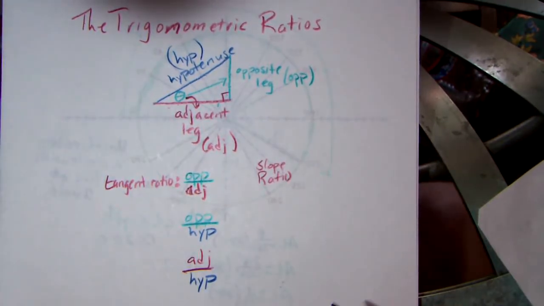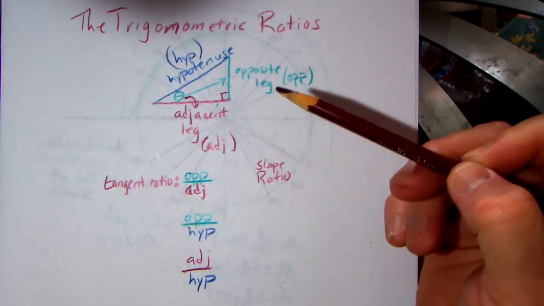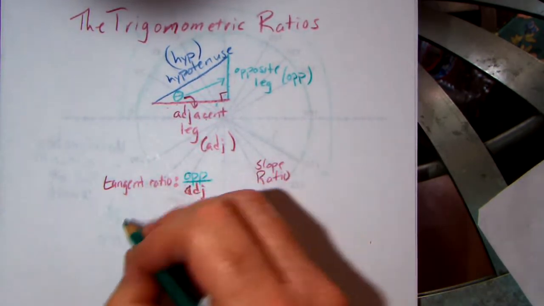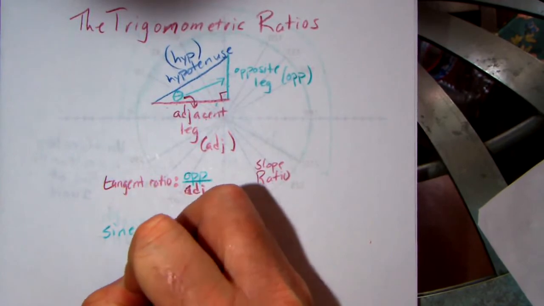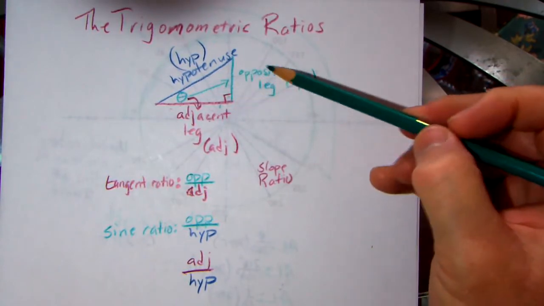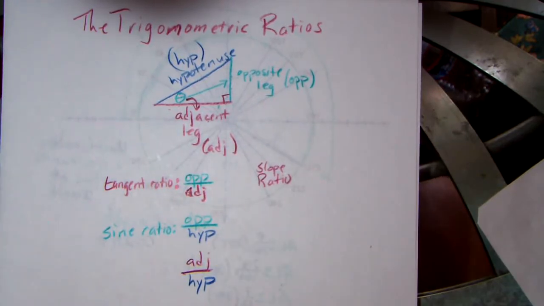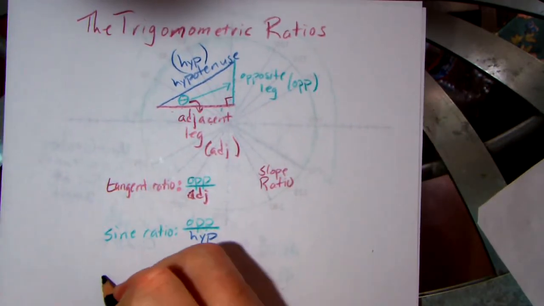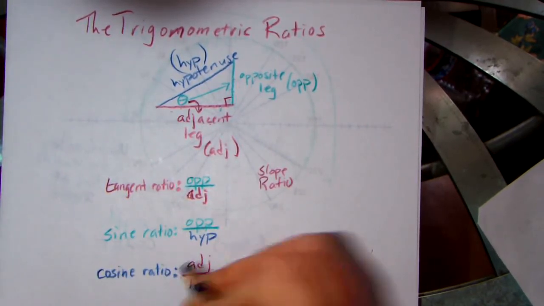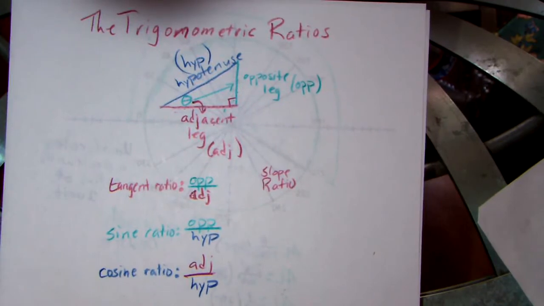So the tangent ratio in a right triangle is the ratio between the leg opposite the angle and the leg adjacent to that angle. This one is known as the sine ratio. And that's the ratio in a right triangle between the leg opposite the angle and the hypotenuse. And then the final one is the cosine ratio, which is the relationship between the leg adjacent to the angle, right next to it, and the hypotenuse.